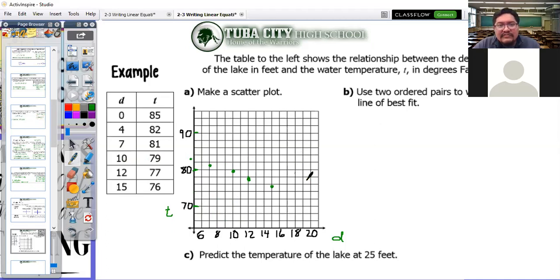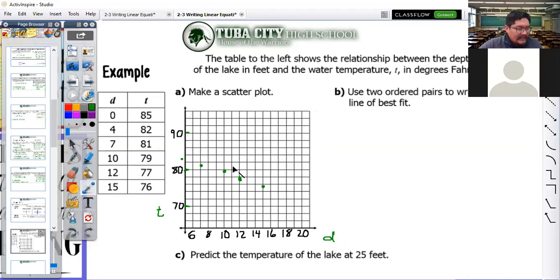Now again, this is not a perfectly straight line, okay? Water does not immediately go, oh shoot, I'm 5 feet down, I need to be this temperature. Water does not do that. So it's not going to be a perfectly straight line, but you can see that there is a way to generally see a line that goes down like that. And it says to use 2 ordered pairs to write a line of best fit. So let's go with 2 points. Let's go with this one and this one.